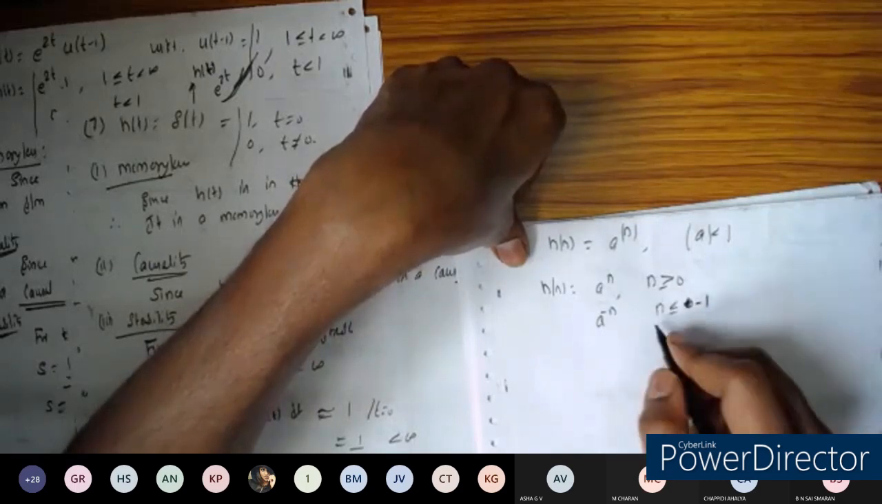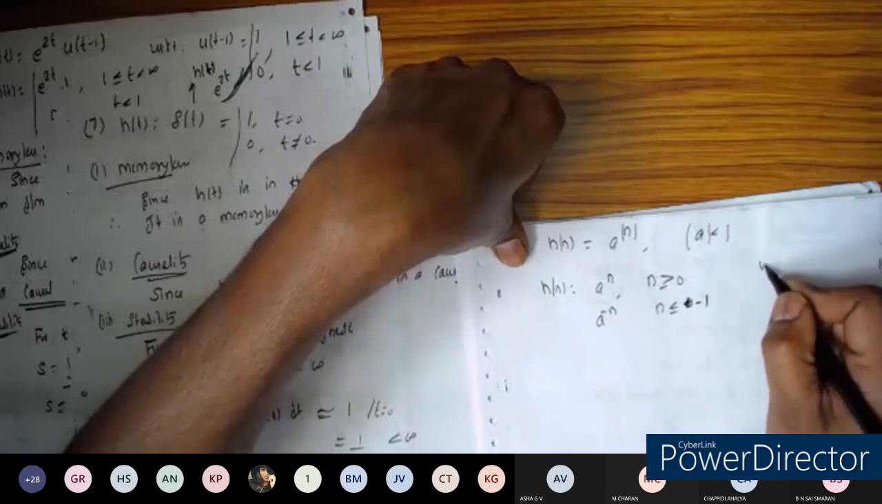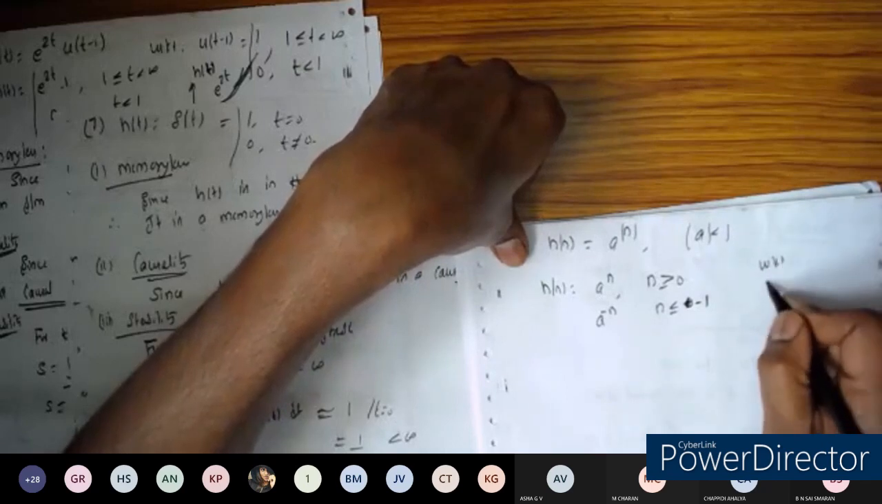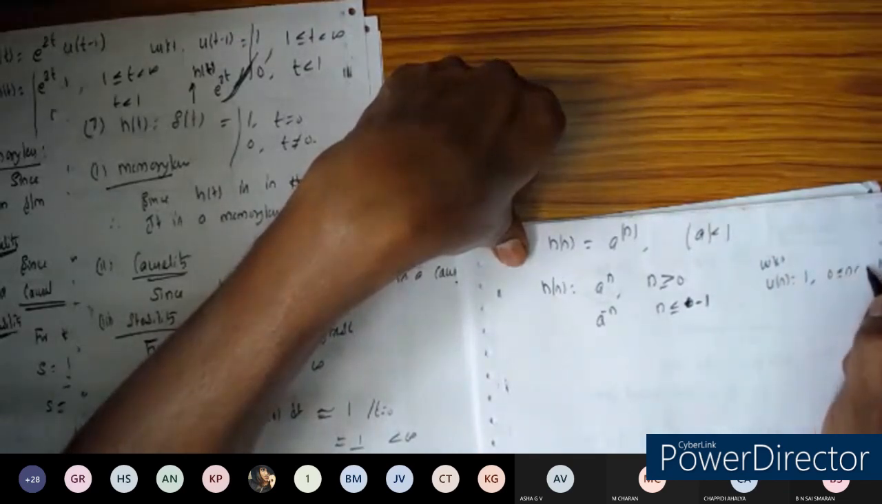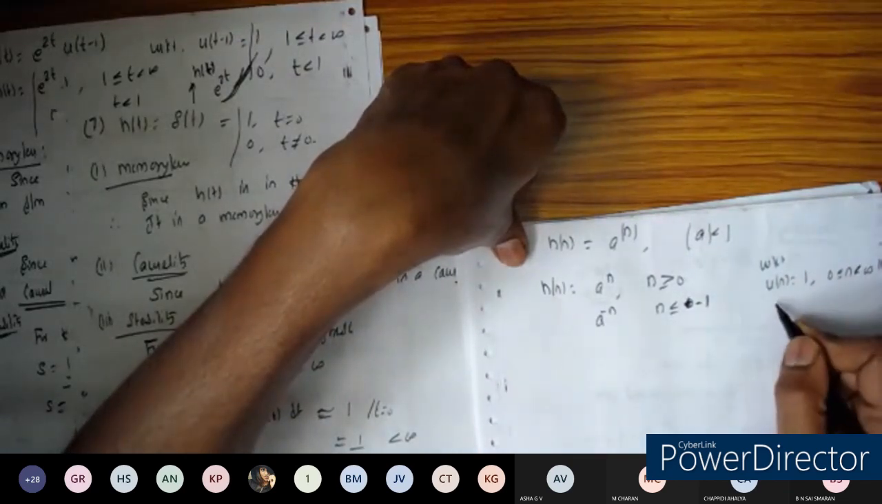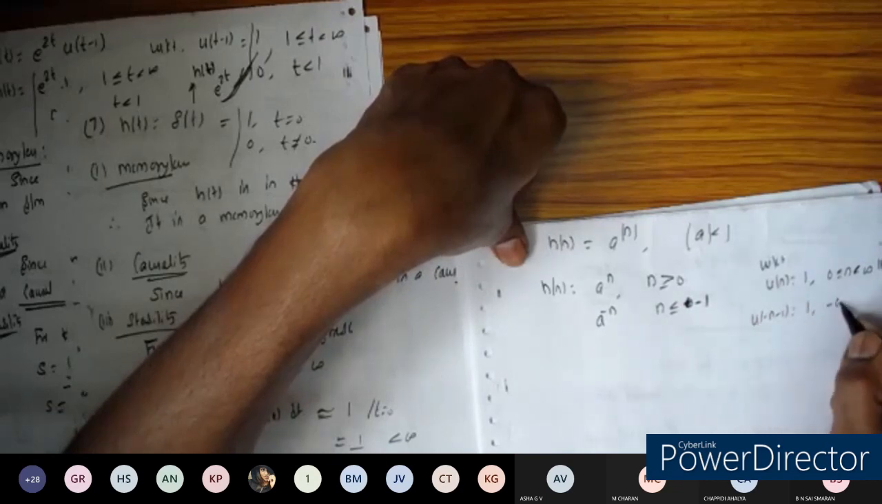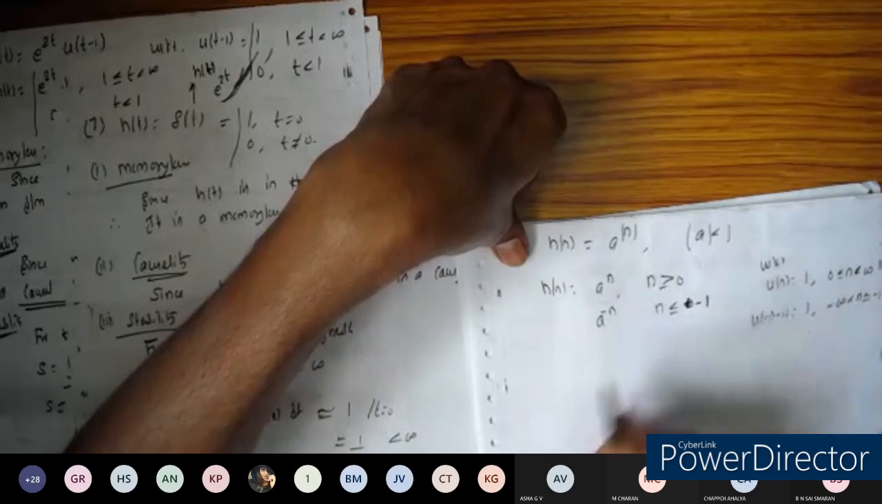So we know that u of n is equal to 1 for 0 less than n less than infinity, and u of minus n minus 1 is equal to 1 for minus infinity less than n less than or equal to minus 1. These things we know, so we can express h of n in terms of these.